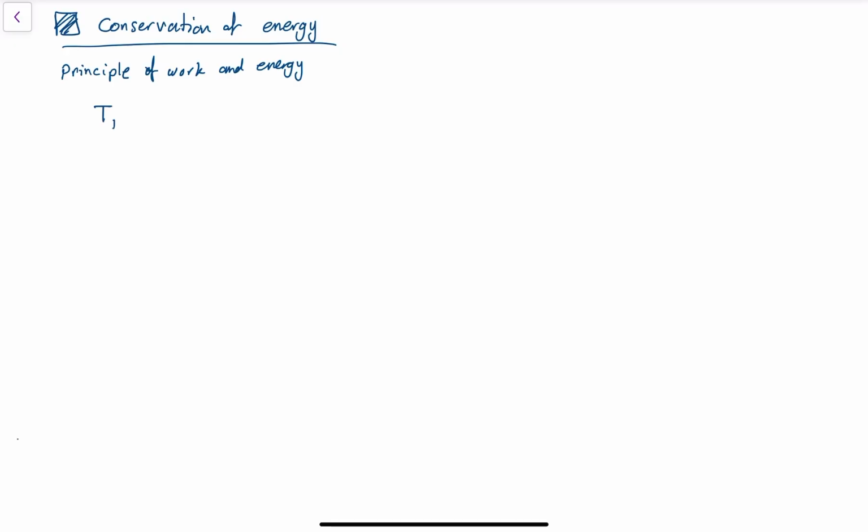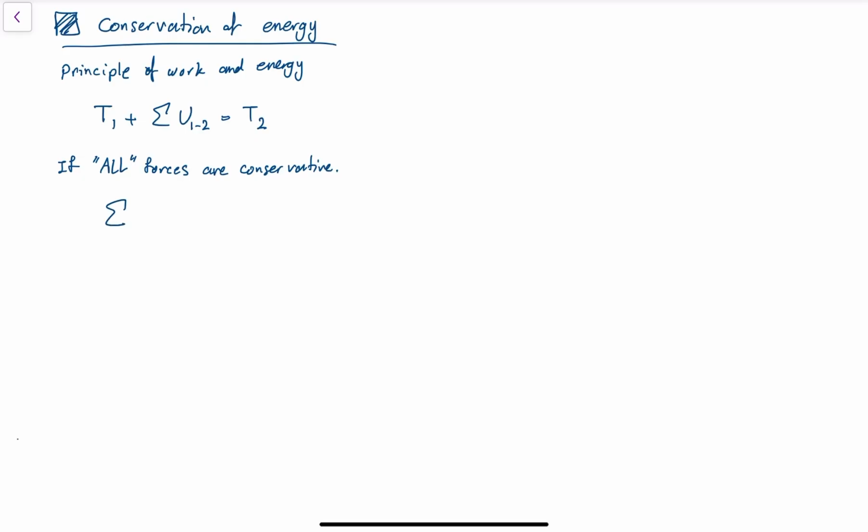You had T1 plus the sum of all works done by all forces from point 1 to point 2 gives you T2. Now, here is the funny thing. If all forces in a system, within a system, are conservative, see what happens. Why do I do that?